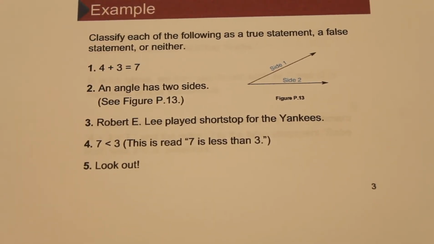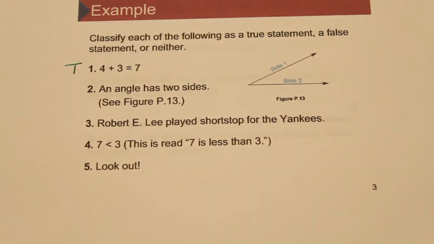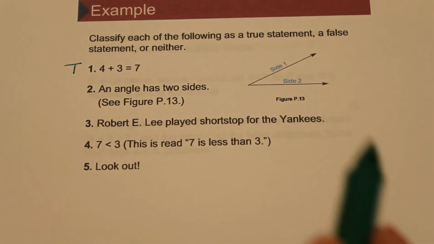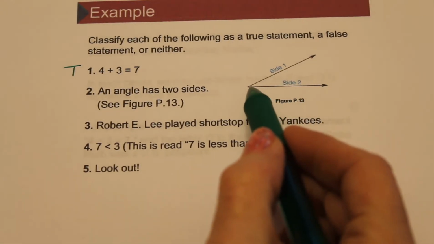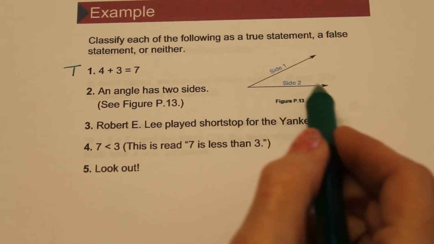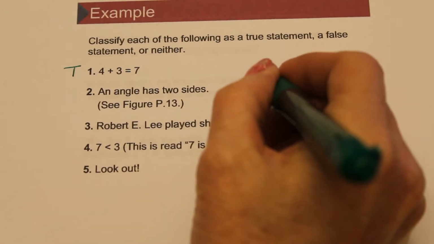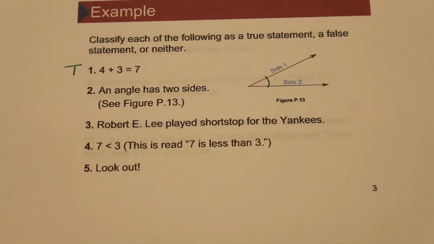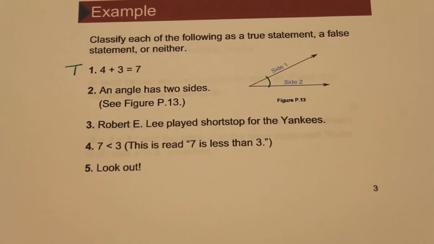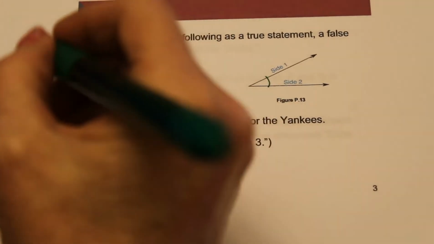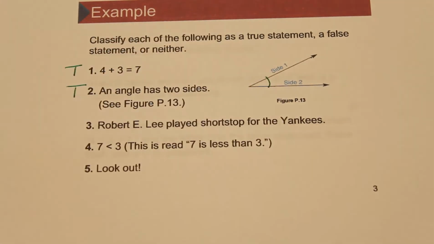So 4 plus 3 equals 7. That is a true statement. An angle has two sides. Well, here we haven't really talked about angles yet, but this diagram is obviously forming an angle, and we can see by that picture that yes, an angle does indeed have two sides. So that is also a true statement.